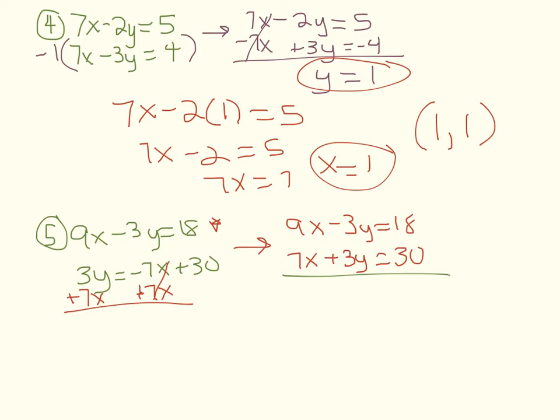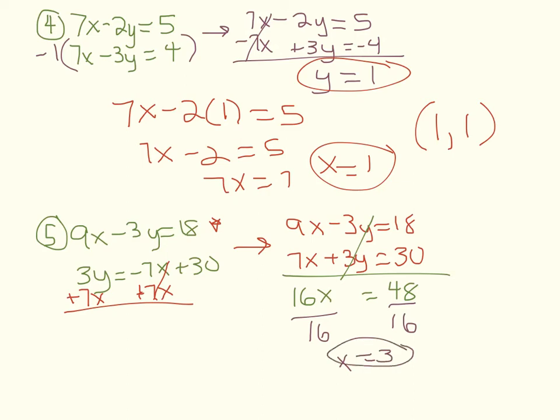So negative 3 and positive 3 are going to cancel out. On the left-hand side, I'm going to be left with 16x. The right-hand side, I'm left with 48. Then I'm going to divide both sides by 16, which gives me x equals 3.